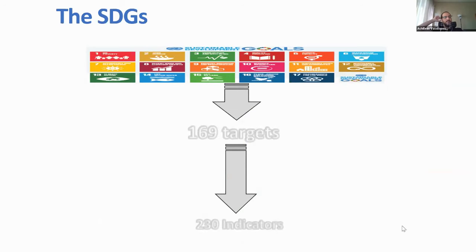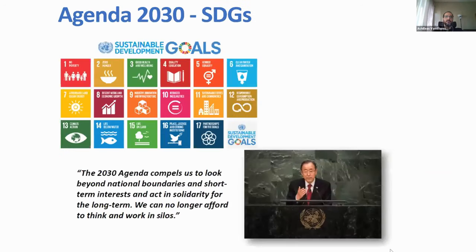As Ban Ki-moon, the UN Secretary-General, said when the Sustainable Development Goals were presented, the Agenda 2030 compels us to look beyond national boundaries and short-term interests. However, to implement the Sustainable Development Agenda, the idea was that we need a network that will be both global, but also will have local hubs, who will be responsible to guide the local authorities, but also to observe research and what is done in this framework.